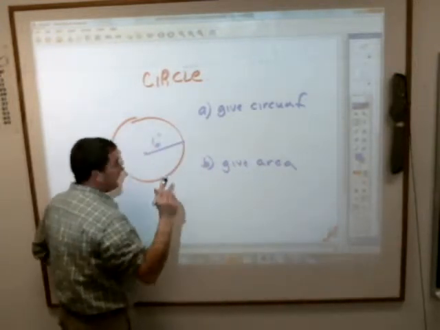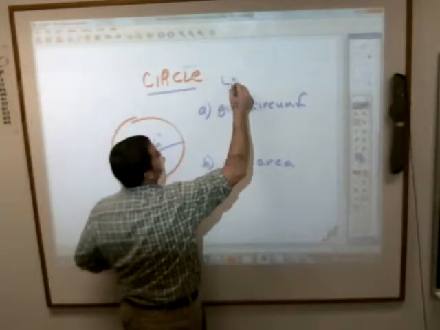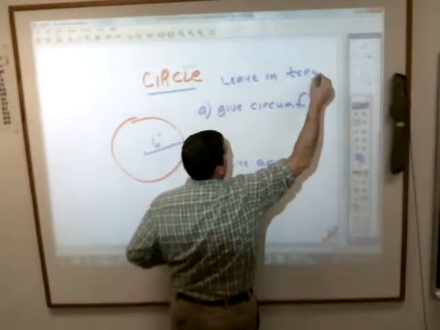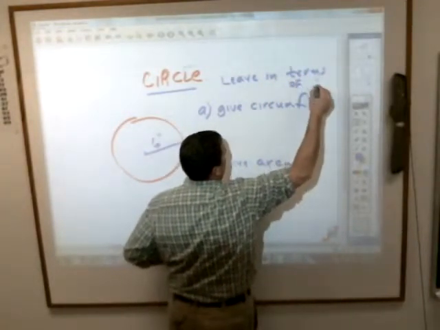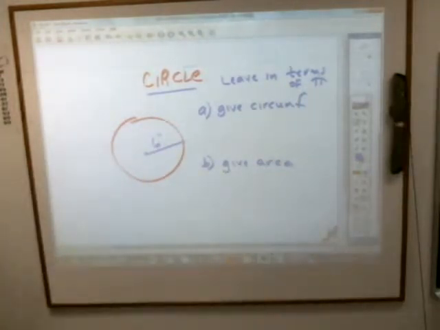And the directions say, children, this is where life is good all over, leave in terms of pi. Okay? If they tell you to leave it in terms of pi, your life just became much easier because rather than multiplying something by 3.14 or the fraction 22/7, you can just put the little pi symbol next to the number. And let me show you what I mean.